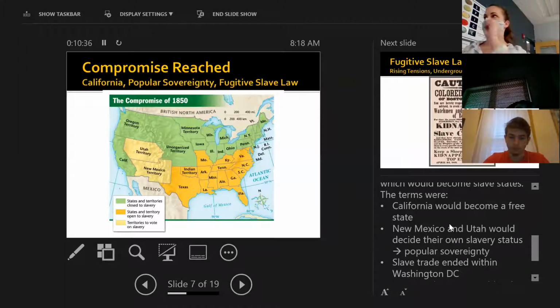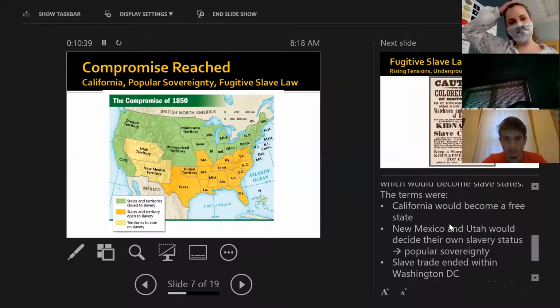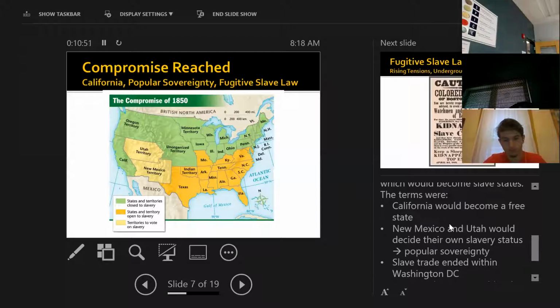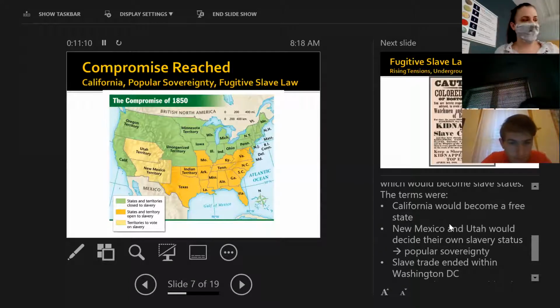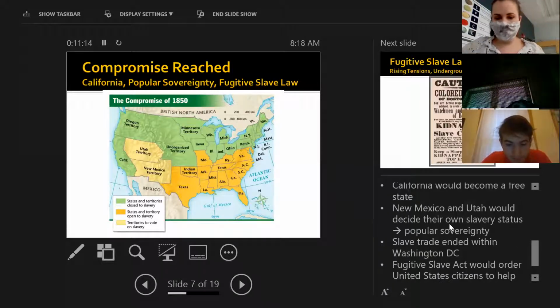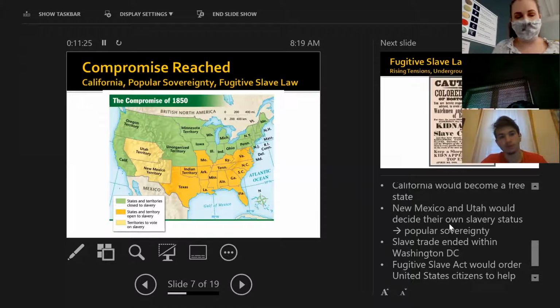Sovereignty is spelled at the top of the slide. And what popular sovereignty is, they will vote on whether or not they'll allow slavery. So that means that New Mexico and Utah are voting on whether or not they should allow slavery. But you need to know the term popular sovereignty. The third piece is the slave trade ends in Washington, D.C. So again, the slave trade ends in Washington, D.C.